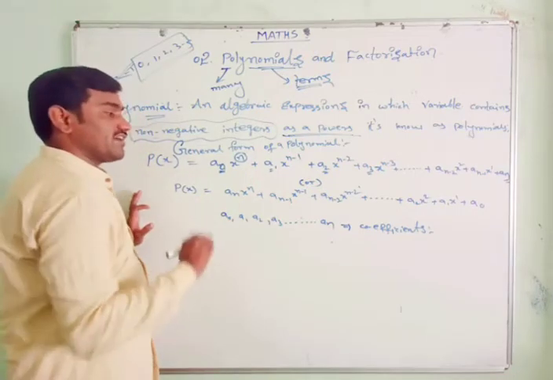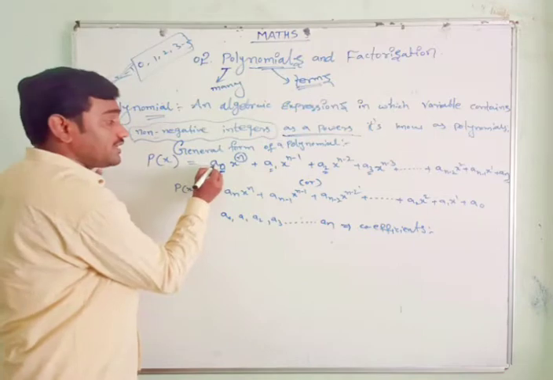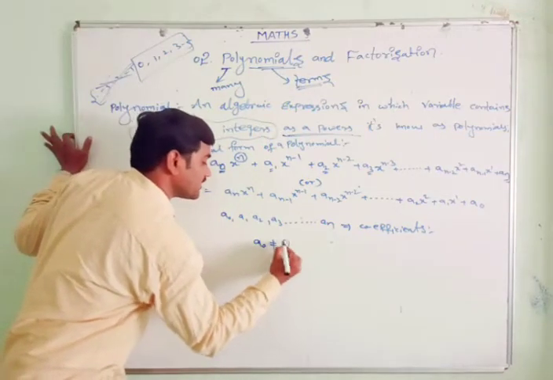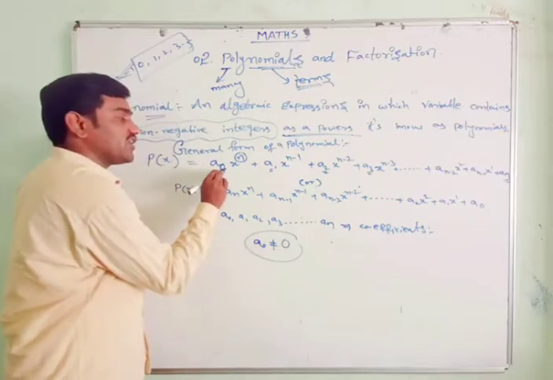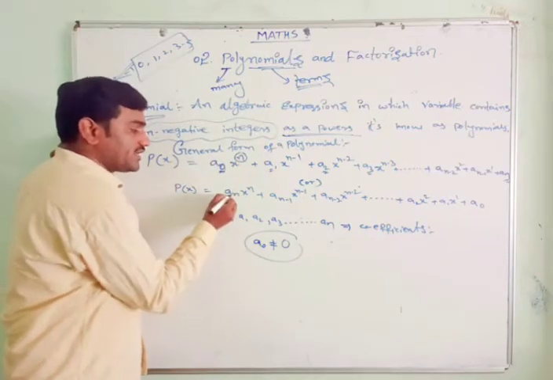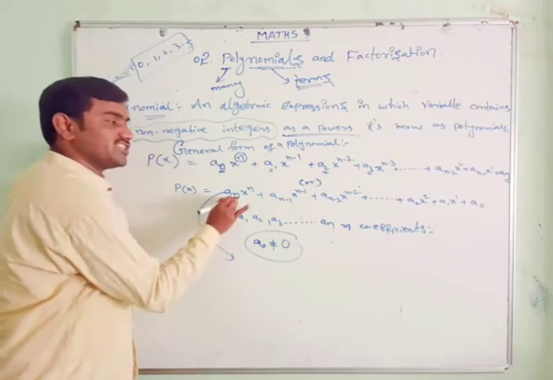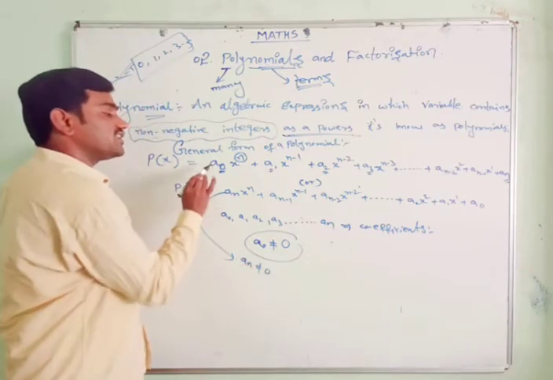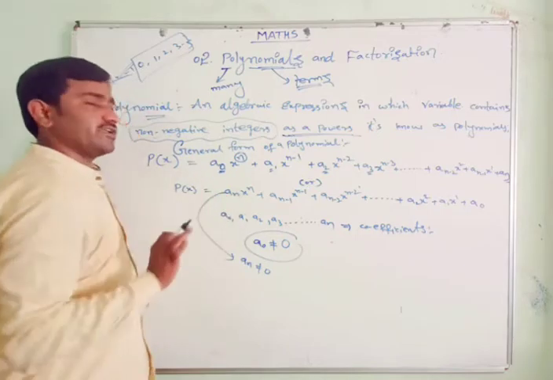Here there is one more condition. Here a0 should not be equal to 0. That means in the place of a0 it can be any nonzero number. If you write the polynomial in the other form, an should not be equal to 0. Why should this a0, or an, not be equal to 0?